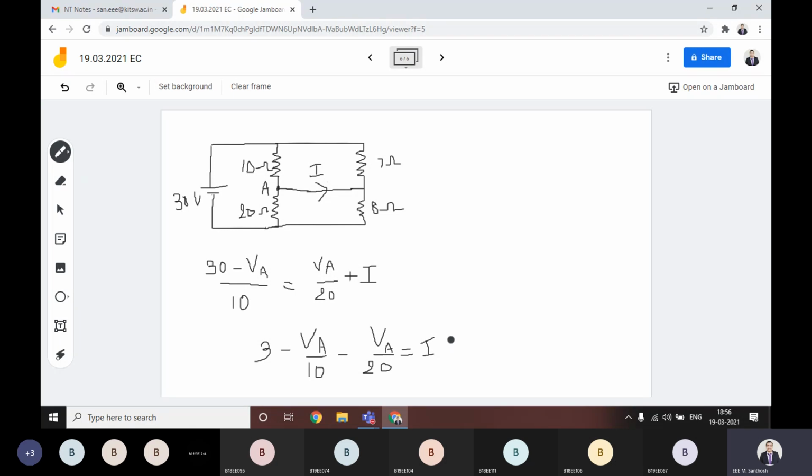And what is the value of I? Can anyone tell? What is the value of I? If you want to find this I value, you have to take the LCM as 20. Then this I value can be written with LCM 20 here. Then this value is 60. Okay, 2 into VA and 1 into VA. Then totally you will get 3 VA.